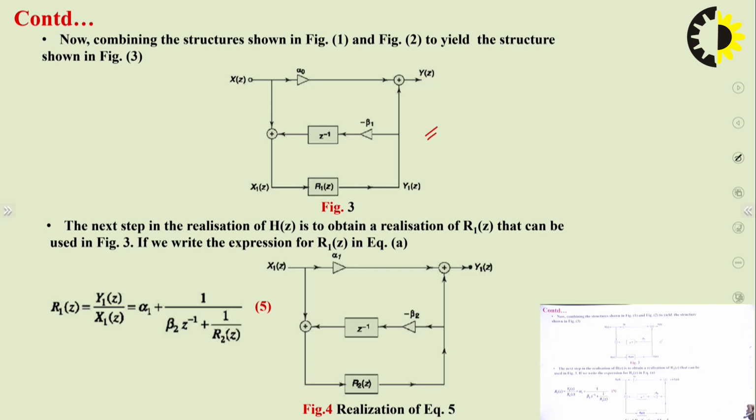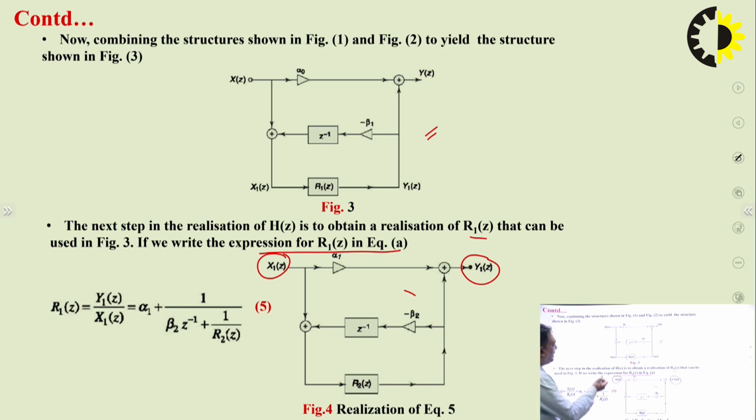Okay. So the next step in the realization of H(z) is to obtain a realization of R1(z) that can be used in figure 3, if we write the expression for R1(z). In a similar manner, R1(z) can be written as this term and this term. Again we are splitting this transfer function R1(z) into something times R2(z) form. Again your input is X1(z) and output is Y1(z), as you can see in this structure. In a similar manner to how we obtained figure 3, we are obtaining this figure 4.